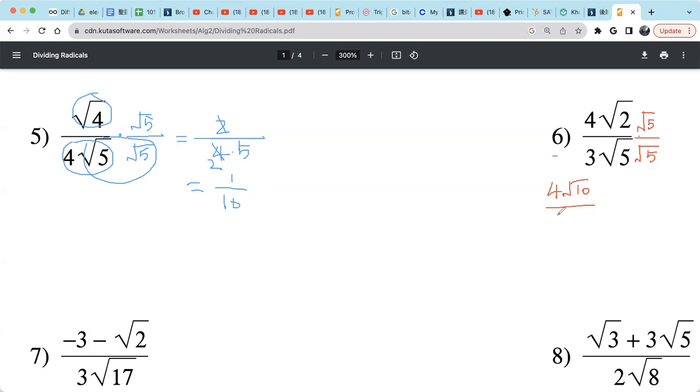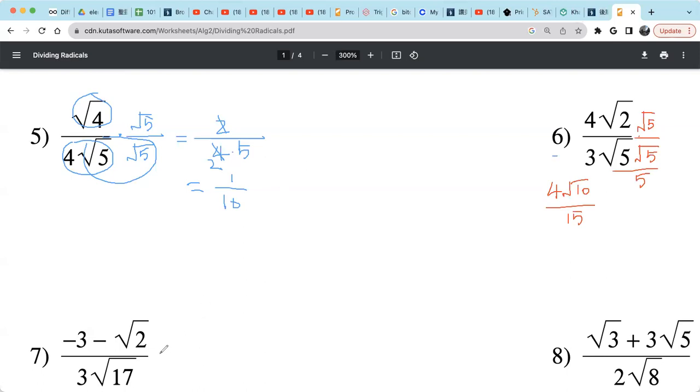And then the denominator will have 3 times 5, which is 15. Right? Because square root of 5 times square root of 5, that's 5. Square root of 5 itself means when you square it, it becomes 5.